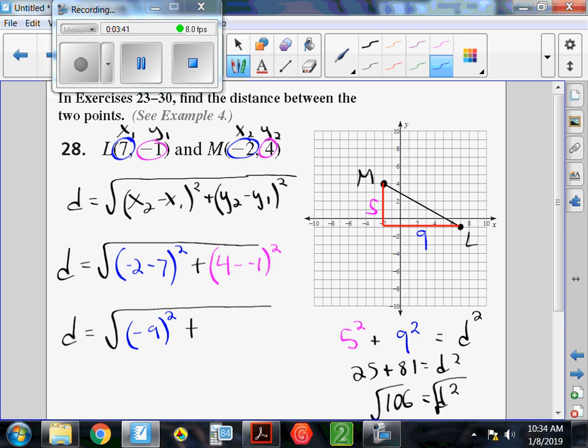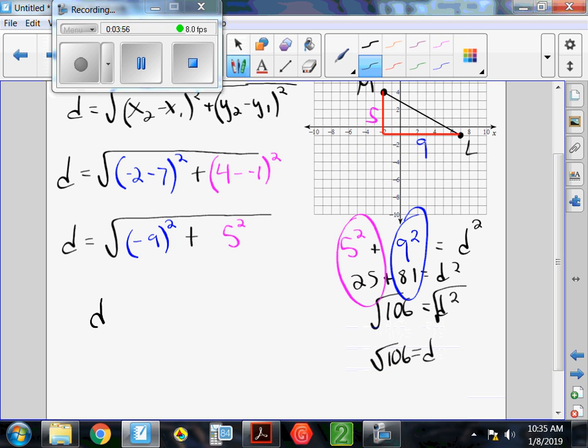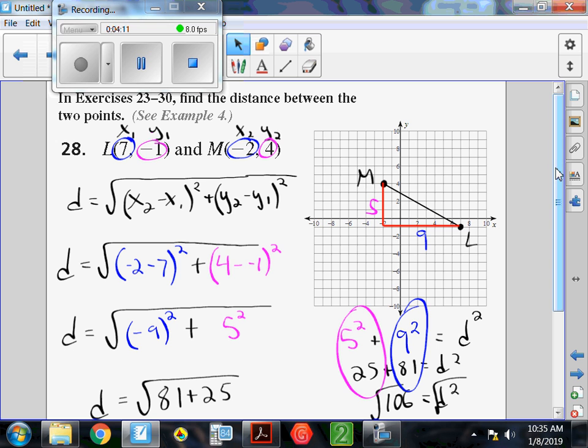-9 squared is going to give us that 81 that we saw from the Pythagorean theorem. 4 minus a -1 is 5 squared. 5 squared is going to give us the 25 we found with the Pythagorean theorem. And so the distance is equal to the square root of 81 plus 25, which is the square root of 106. So whether I use the distance formula or the Pythagorean theorem, I'll get the same answer. It doesn't matter if I change which point L or M I start with as x1, y1, I'll still get the same result.